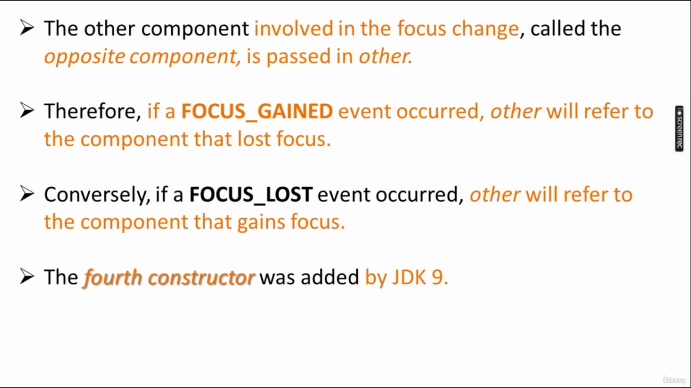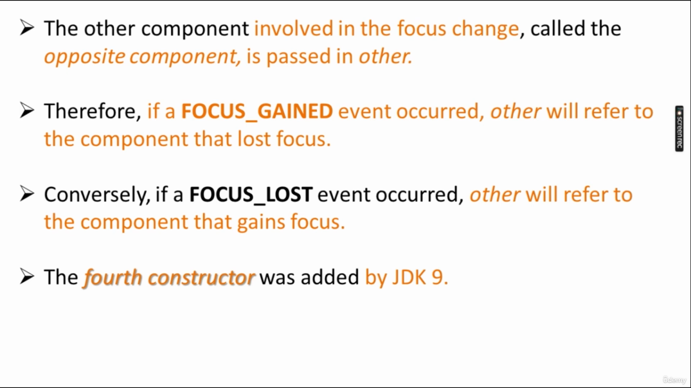The other component involved in the focus change, called the opposite component, is passed in other. So the second component that is involved in the focus change operation that is performed right now, called the opposite component, is passed in the other field. If a focus gain event occurs, other will refer to the component that lost focus. If the scroll bar is gaining the focus, the text field is losing the focus. If the text field is gaining the focus, then the scroll bar is losing the focus. Conversely, if a focus loss event occurs, other will refer to the component that gains focus.